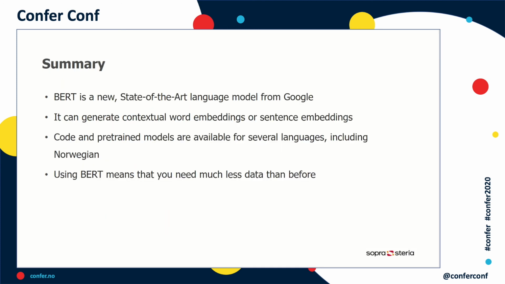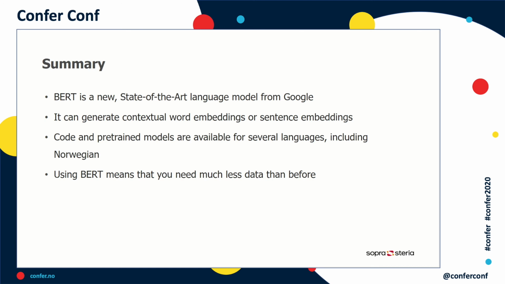So to summarize, BERT is a new state-of-the-art language model from Google. It can generate either contextual word embeddings or sentence embeddings. And again, embeddings are a compact way of representing meanings in the form of numerical vectors. Both code and pre-trained models of BERT are available for several languages, including Norwegian and other Scandinavian or really any common language you can think of. All under an open source license that allows for commercial use.